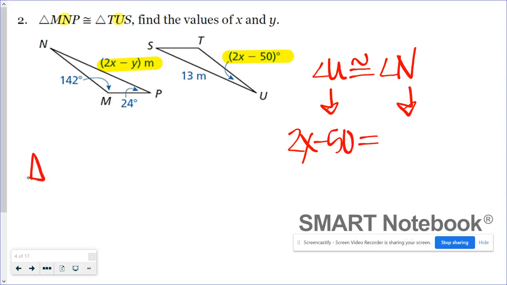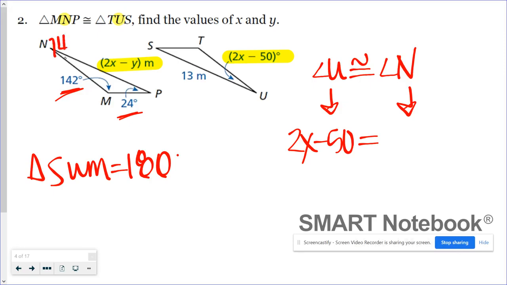Remember that the triangle sum theorem says all three angles of a triangle add up to be 180. So I know that one of the angles is 142, the other one is 24. So if I go 180 minus 142 minus 24, I get that the missing angle is 14 degrees. So here's my equation, and then I can solve it for x, and I get 32.